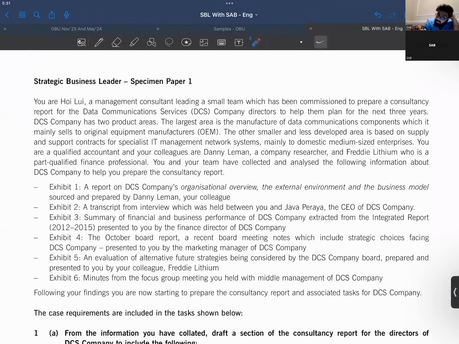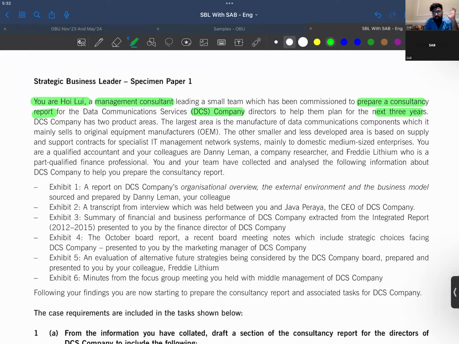So let's have a look at this. Now, you are Hui Lui, a management consultant, leading a small team which has been commissioned to prepare a consultancy report. You have to make a consultancy report for Data Communication Service, that's DCS company directors, to help them plan for the next 3 years.